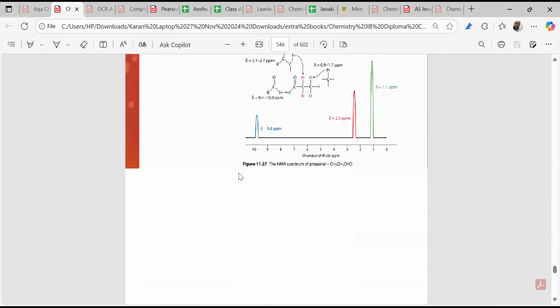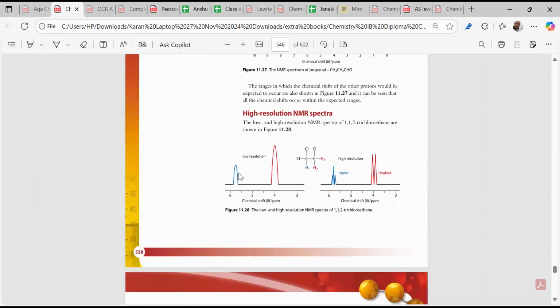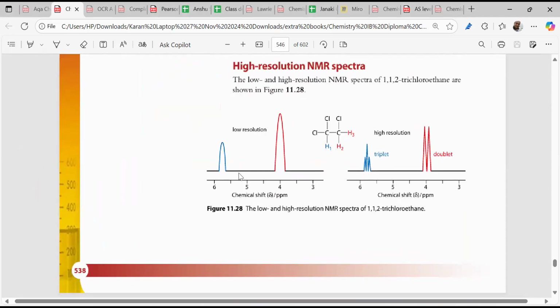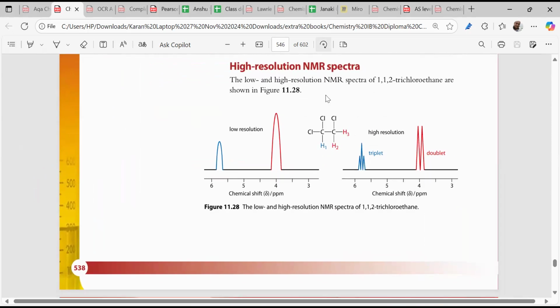Now come to the part where we talk about the low resolution spectrum and the high resolution spectrum. How do we analyze this part? We analyze it this way: how many hydrogen environments are there? 2. What is the ratio? 1:2. In the low resolution spectrum, we are getting a 1:2 ratio.